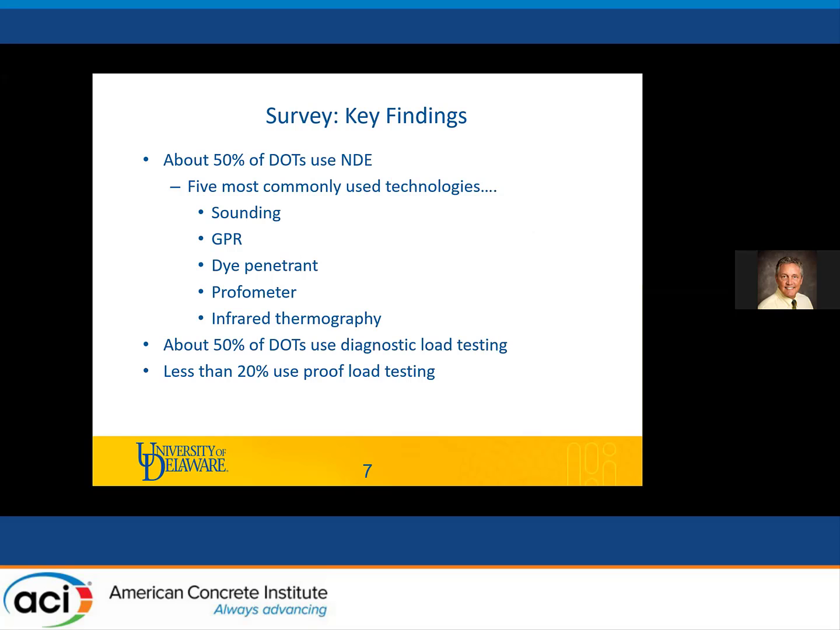We asked states what kind of NDT methods they use, and the top 5 that are being used are listed there: sounding, GPR, dye penetrant, profometer, infrared thermography. A lot of DOTs have or are using NDT technologies. Many of them, though, are using consultants and specialty services companies. The in-house forces are doing the very basic things like sounding, dye penetrant, things like that. So a lot of that work does get farmed out.